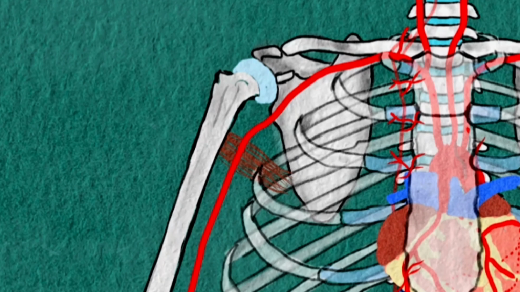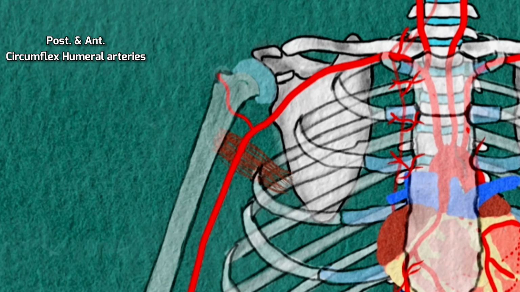The axillary artery produces two important branches, known as the posterior and anterior circumflex humeral arteries. These do a similar job to the circumflex femoral arteries at the lower limb in supplying blood to the neck of the humerus, rather than the neck of the femur in the lower limb.